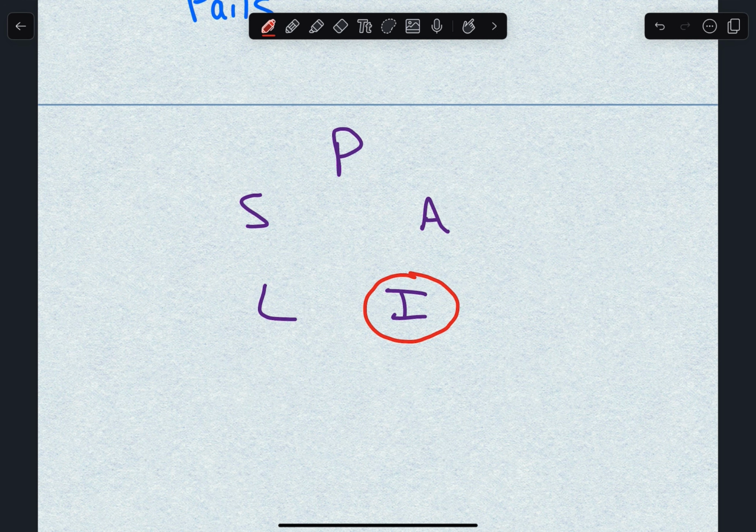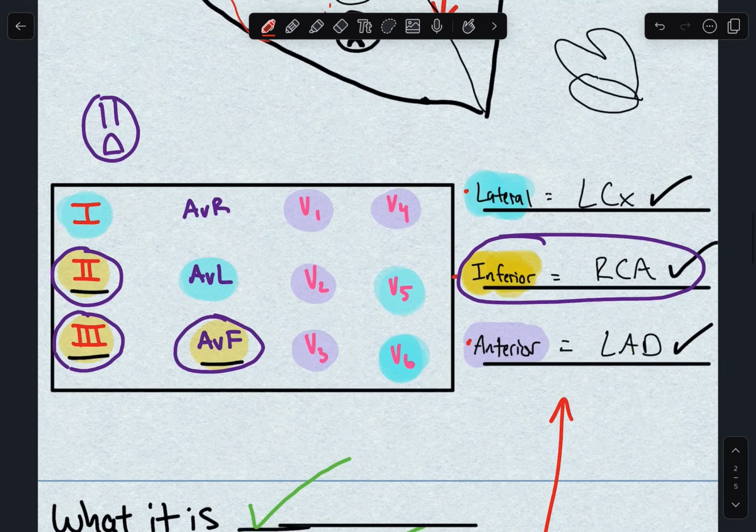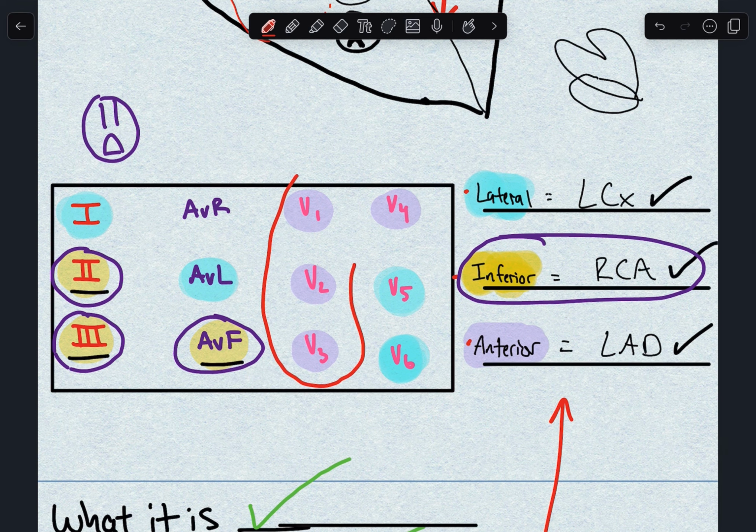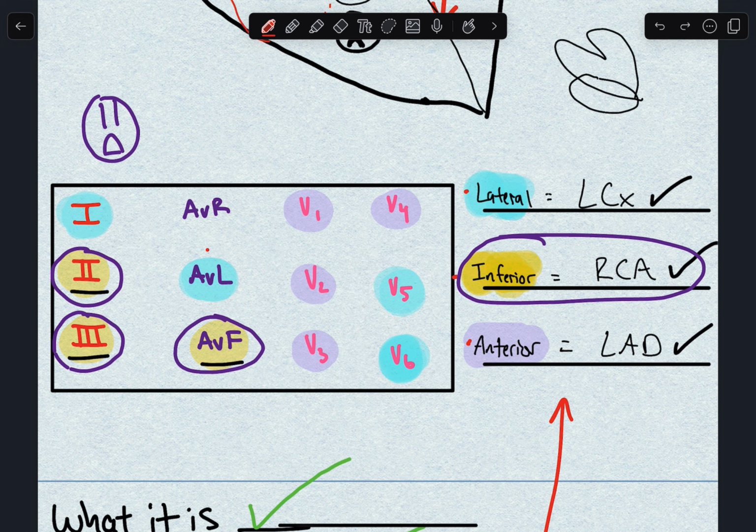As you can see right now, I'm circling the I for the inferior leads where we saw ST elevation. Then I can connect the dots to the anterior and the lateral leads, which is where I would expect the ST depression or the reciprocal changes to be. So, any of these areas, anterior or lateral, can express ST depression. However, interestingly, with inferior MIs, ST depression in AVL has been shown to be highly specific as a first sign of an RCA occlusion, and therefore an MI.